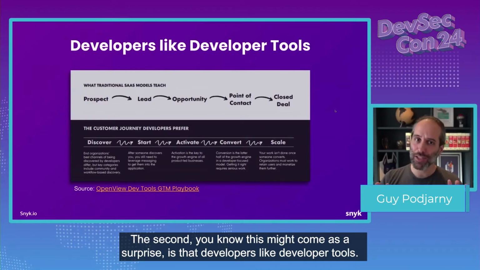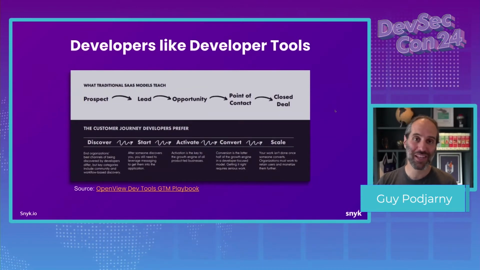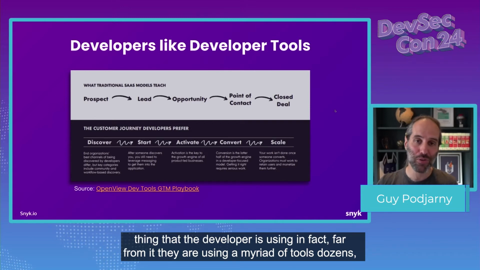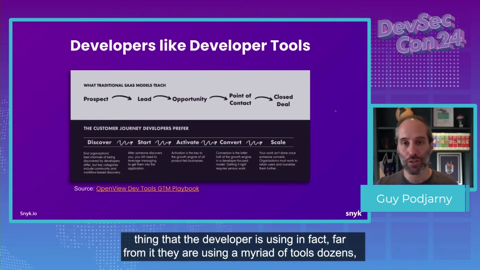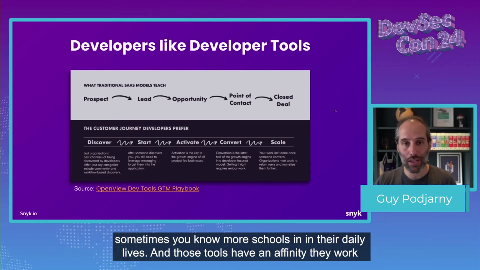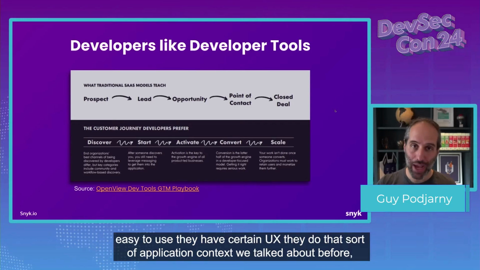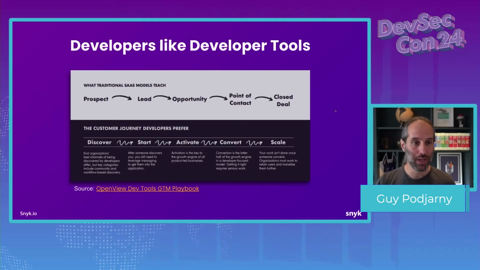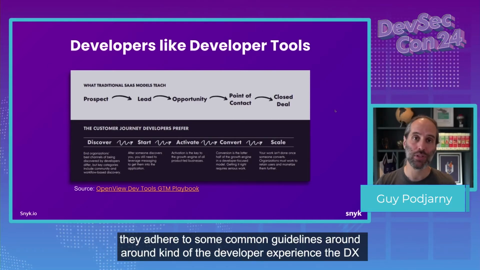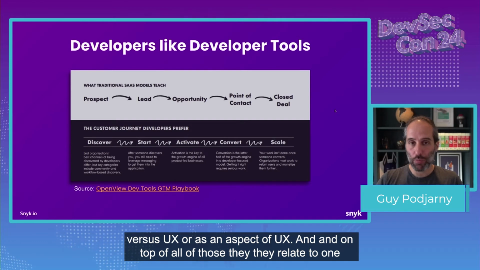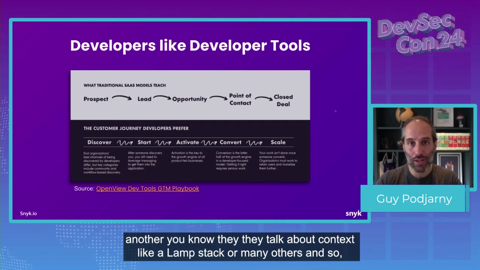The second, and this might come as a surprise, is that developers like developer tools. Generally, your security solution, my security solution, any security solution, it's not the only thing that the developer is using. In fact, far from it. They are using a myriad of tools, dozens, sometimes more tools in their daily lives. And those tools have an affinity. They work in a certain way. They are built in a whole methodology around being self-serve and easy to use. They have certain UX. They do that sort of application context we talked about before. They adhere to some common guidelines around the developer experience, the DX versus UX, or as an aspect of UX. And on top of all of those, they relate to one another. They talk about contexts like a LAMP stack or many others.